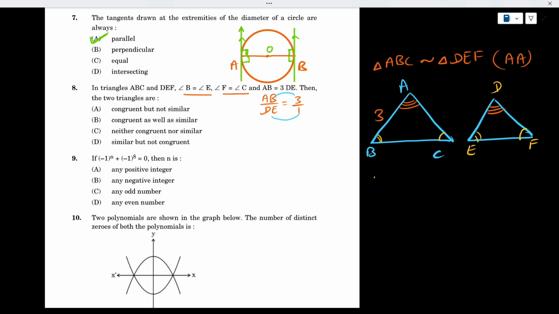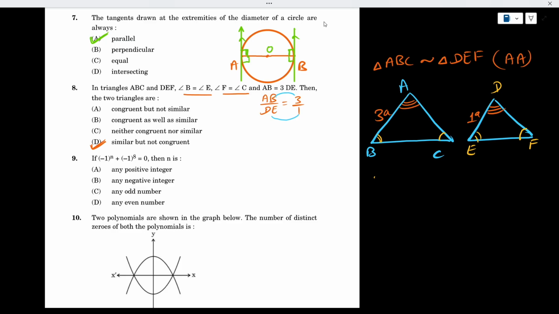Now the ratio here is 3 and this is 1. I can write here, because I am writing the lengths 3A and 1A. You can see that the length is not the same. So both the figures are going to be similar but not congruent. So your option D is the right option. Let us go for the next question, number 9 here. If you see question number 9, it is based on real numbers.